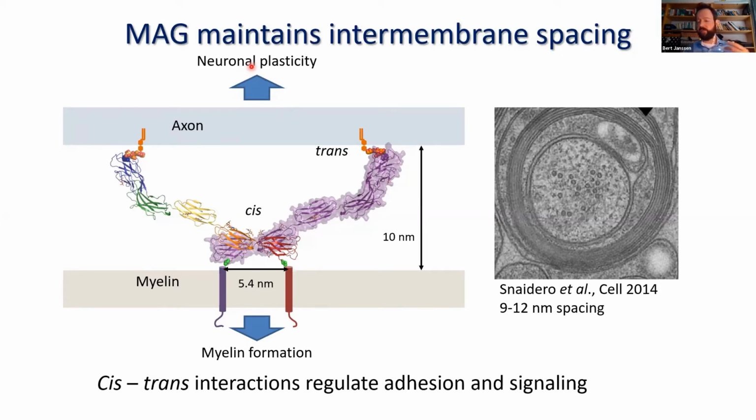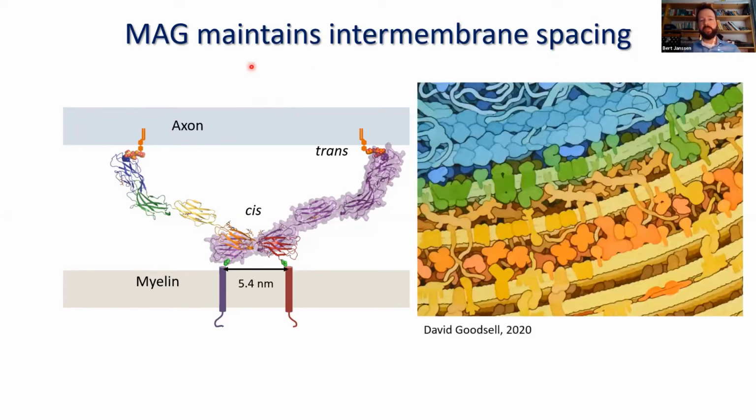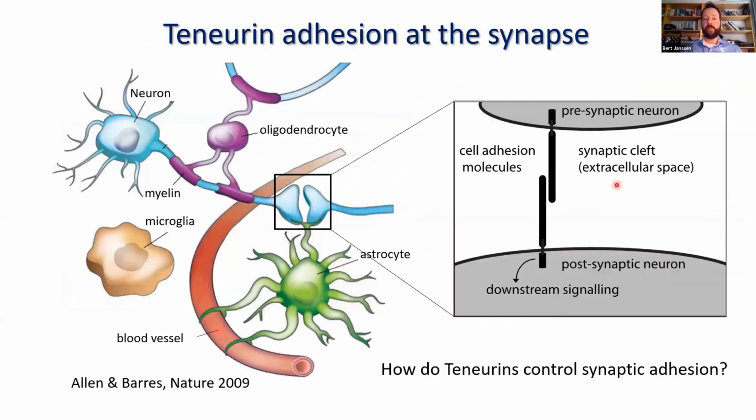And now, several months ago, in the summer, Dave Goodsell made a new drawing of his myelinated axon, showing again the axon and the myelin. This time he has drawn in the MAG dimer that fits snugly in this interface, keeping the two cells at a very well determined spacing. So I'm very, very glad that this was picked up.